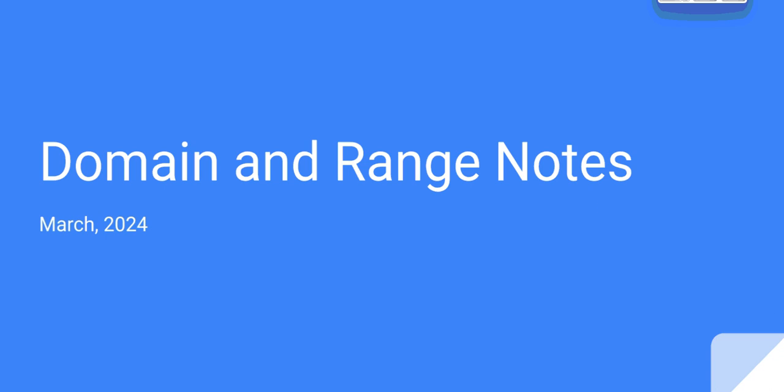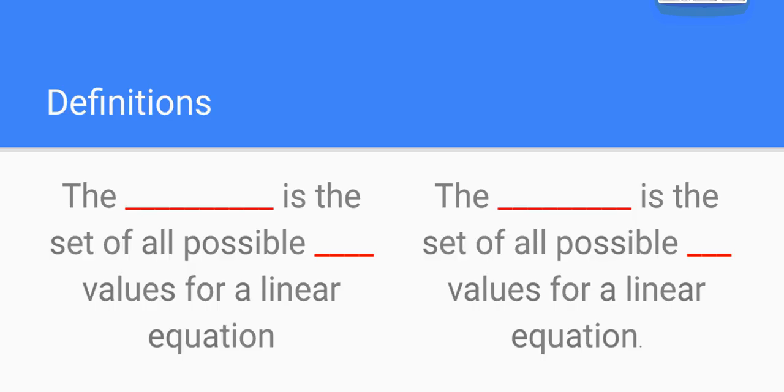And trust me, we're not talking super complex ideas. So the definitions. The domain is the set of all possible x values for a linear equation. All the x values that could go into an equation, a linear equation in two variables.